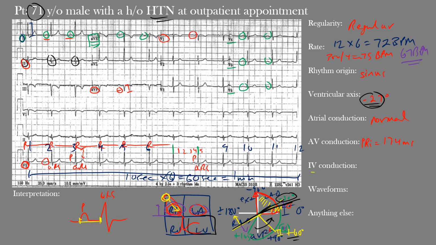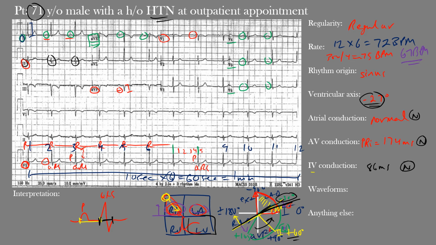Meaning, if this is the start of our QRS complex until the end of it, is that prolonged or is it normal? Okay, so that's what I want you to look at. And here we can see narrow QRS complexes that appear within normal limits. In fact, the QRS duration here was 86 milliseconds. Okay, so that's the QRS interval. Remember, between 70 and 110 is normal. So we have normal IV conduction, we had normal AV conduction, and we had normal atrial conduction.